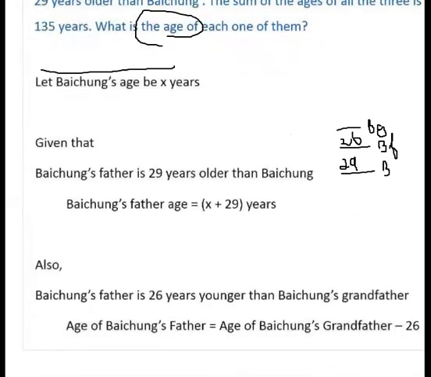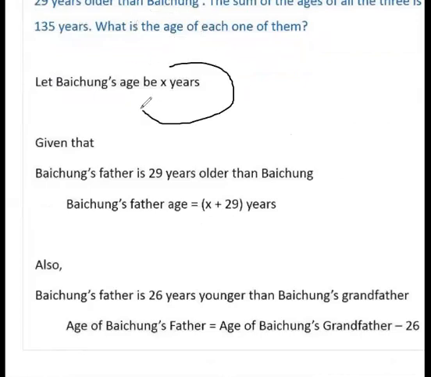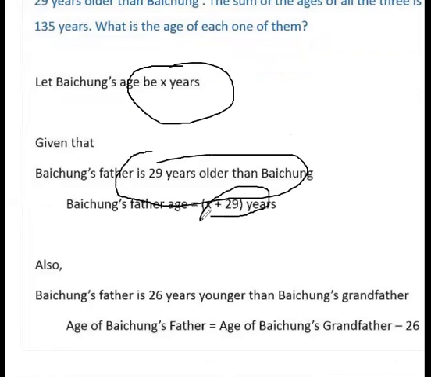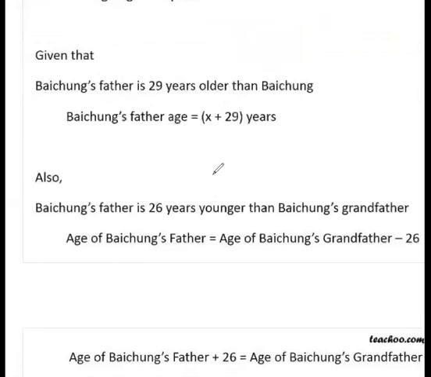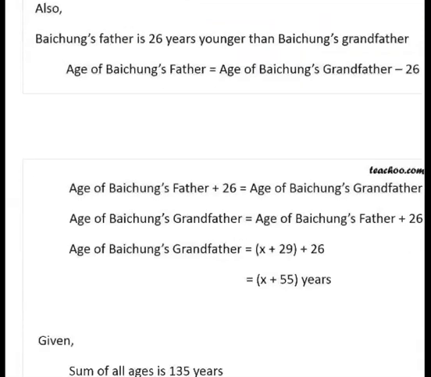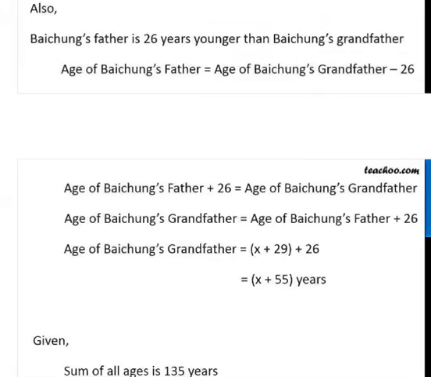Now let's solve this question. We'll take Bachung's age to be x. Bachung's father is 29 years older than Bachung, so Bachung's father is x plus 29. He is also younger than Bachung's grandfather. Now, what can we take it as? The age of Bachung's father plus 26 is equal to the age of Bachung's grandfather.